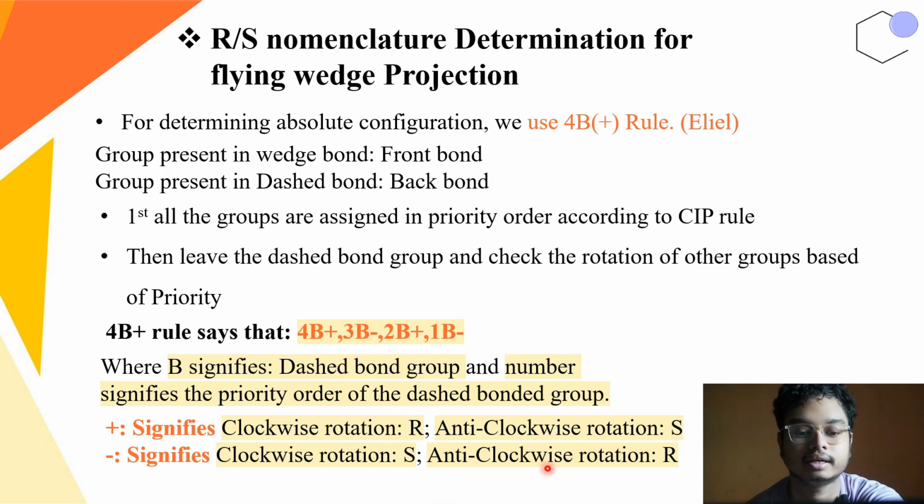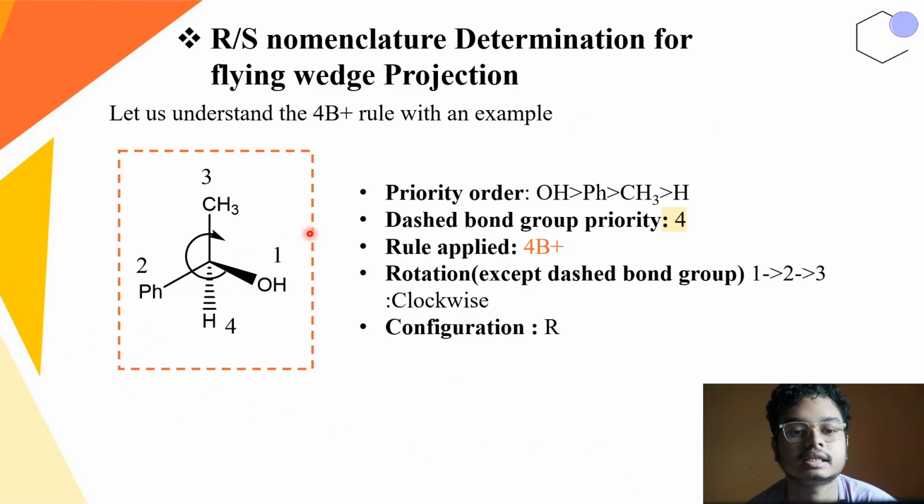I think you will be blown away by the concept, but when we talk about a simple example, everything will be clear. Okay, so now let us understand the 4b rule with an example. Here in this compound, present in flying wedge representation, first we have to determine the priority order. That is the most important work. Here OH has the highest mass, oxygen, so it will be priority 1. Between CH3 and the other carbon group, one will be 2, CH3 will be priority 3, and hydrogen is the 4th priority group. Okay, so the priority order should be like this.